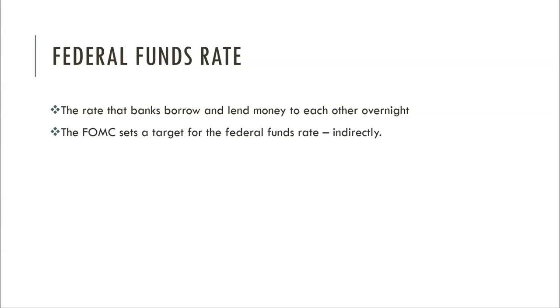So the FOMC sets a target for the federal funds rate. They don't actually have any direct control over the rate that banks charge each other. Instead, they're targeting a rate through the change in the money supply. So we're just going to have a vertical money supply here. I know on the last graph it was upward sloping, but let's just assume that the money supply is a fixed quantity at any point in time.